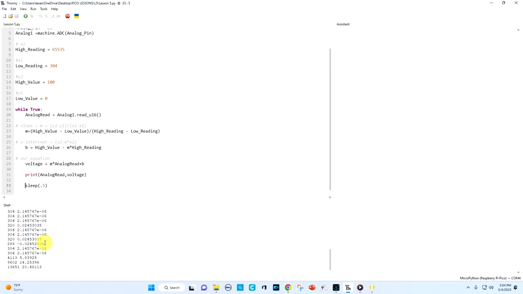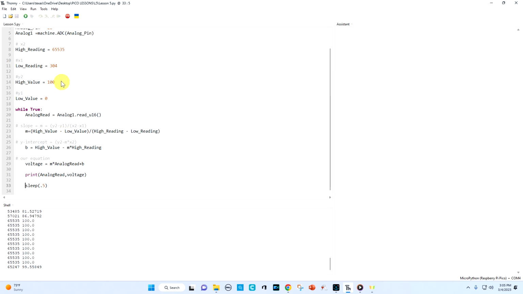Try to go to half, which is 50. A little too far. It's really hard to get; it's not a very sensitive potentiometer. There we go. We're about 50, and that's about half of 65,000, which is awesome. And now we're going to crank it up to 100. Okay, so now we're seeing the value of 100.